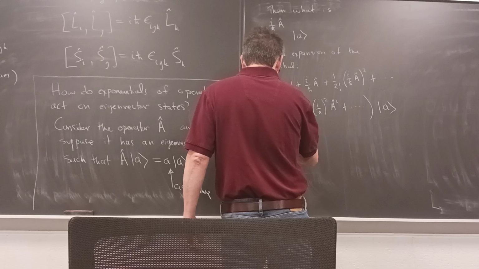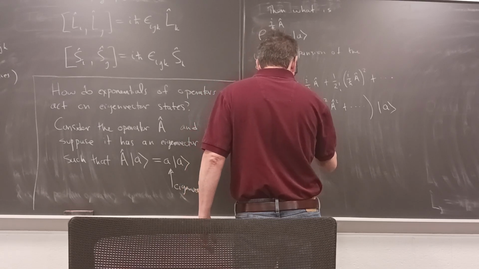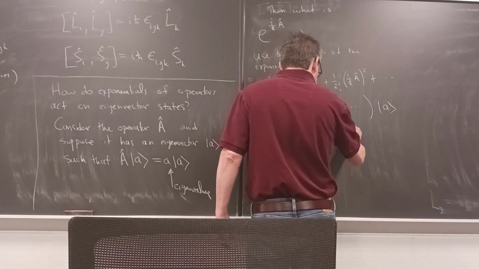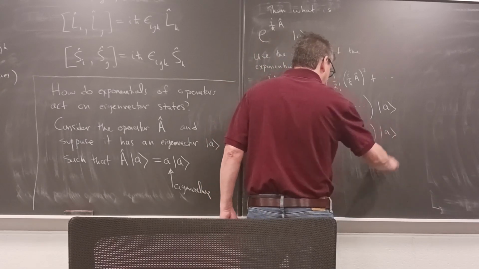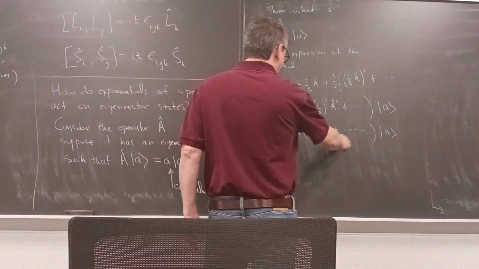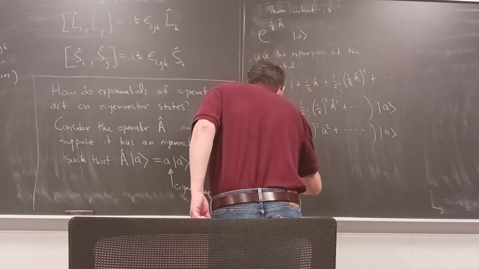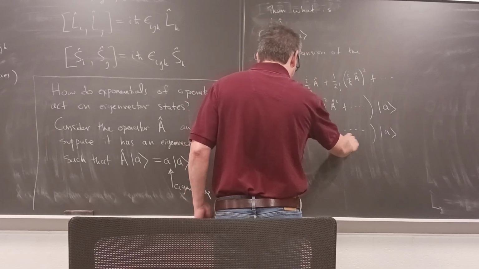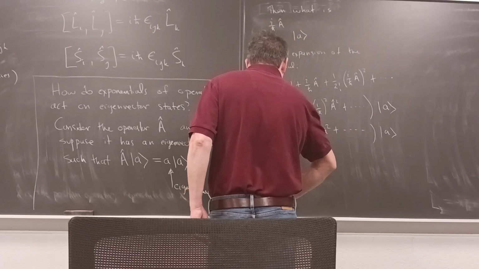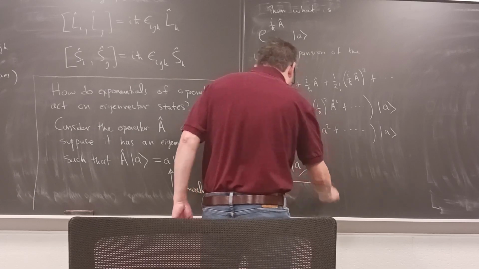So this is just 1 plus i over h bar a plus 1 over 2 factorial a squared plus dot dot dot, times the state, equal to e to the i over h bar a. I can just rewrite this expansion, replacing the operator with the eigenvalue there. Okay, my first instinct was right.